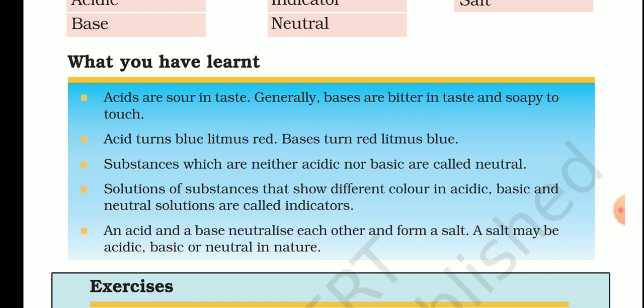See the next, substances which are neither acidic nor basic are called neutral. Next, substances that show different colors in acidic, basic and neutral solutions are called indicators. The substances that help us to differentiate are known as indicators. Next, an acid and a base neutralize each other and form a salt. A salt may be acidic, basic or neutral in nature, as I told you in the previous video.